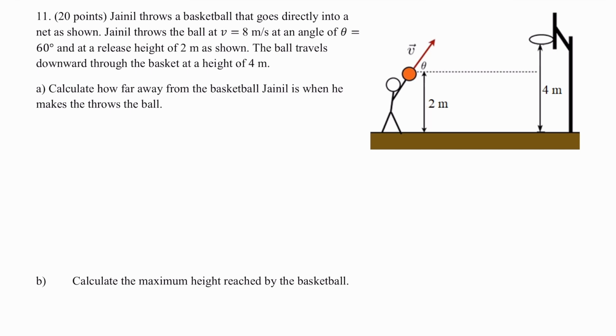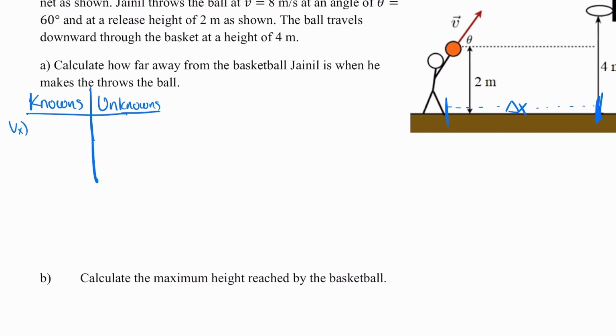So I'm looking for this distance, the distance between Jano and the hoop. So I'm looking for what that is. So what is this displacement? Let's go ahead and set up knowns and unknowns. I know that because this basketball is launched at an angle, my initial horizontal velocity, my Vxi is going to be 8 cosine of theta. My Vyi is going to be 8 sine of theta.